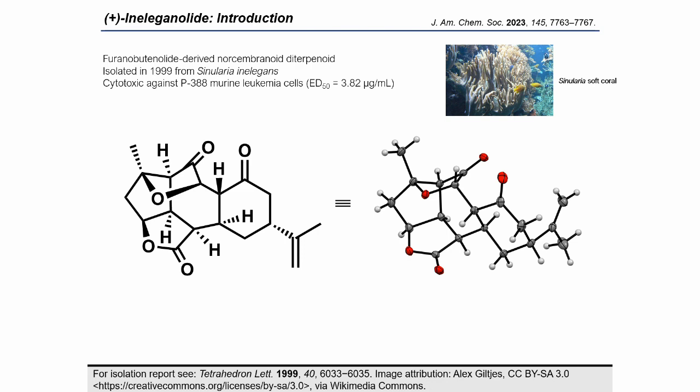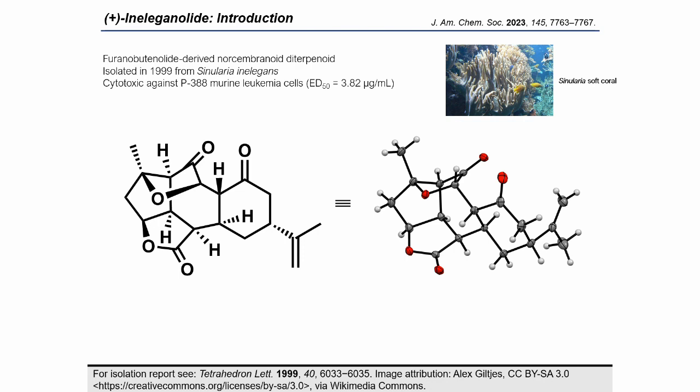Deemed to be produced as a defense mechanism for the coral, these secondary metabolites often exhibit interesting biological activity as cytotoxic or neurotoxic agents. Ineleganolide represents a flagship member of this class, isolated over 2 decades ago by Du and co-workers from the soft coral species Sinularia inelegans. Initially, ineleganolide exhibited cytotoxicity against leukemia cell lines, but further investigations into its biological activity remain unknown.